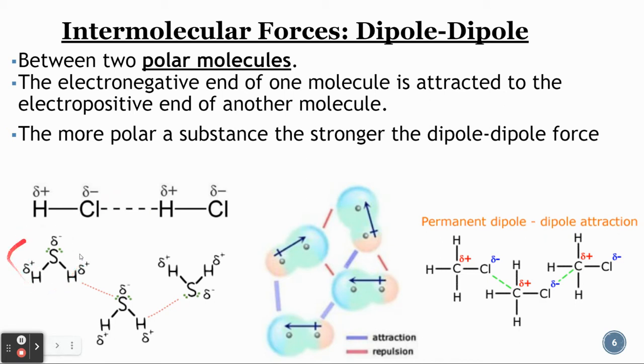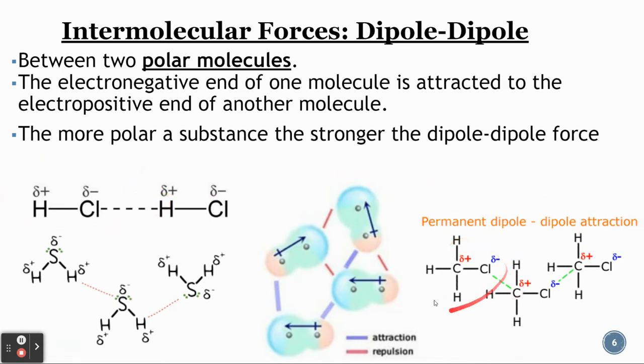Or here we have H2S. There's a dipole that forms on here. We have a partial negative S and a partial positive H. The partial positive H is attracted to the partial negative S of another molecule. And so this is a dipole-dipole force. It's very weak, but it's still an attraction between them nonetheless. And so you need to have two or more polar molecules for this to happen.